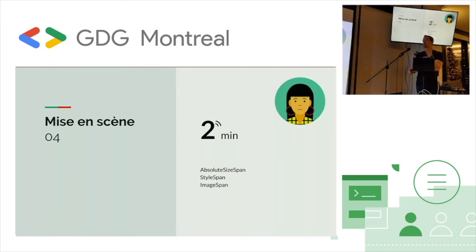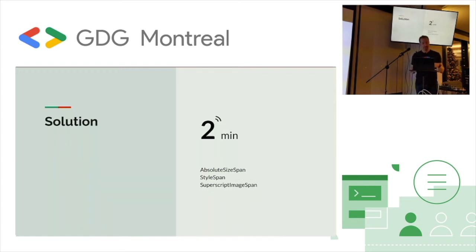In that case, Julia is going to look at you and say, that's not exactly the design I gave you. What happened? And she's like, hell no, you have to fix it and make it better. So in that case, what we want basically is to create a superscript image span, a custom span that we implement that is kind of a mix between superscript and the image span.